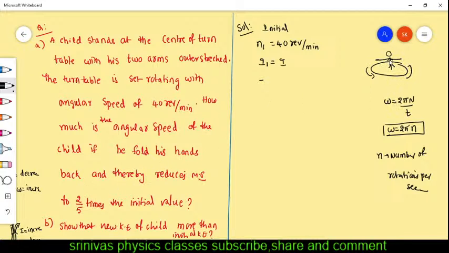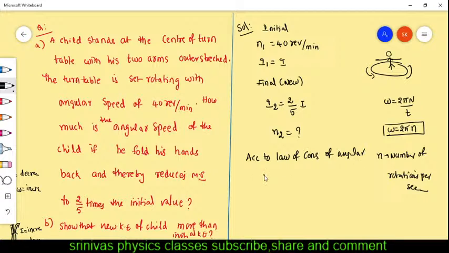Initially the person is stretching the hands and it is rotating at 40 revolutions per minute. Now finally, the child folded her hands and legs, and the new moment of inertia becomes 2 by 5 times the initial value. Then what is the new number of revolutions per minute? According to the law of conservation of angular momentum, what do you know? Can you tell? Angular momentum is constant.